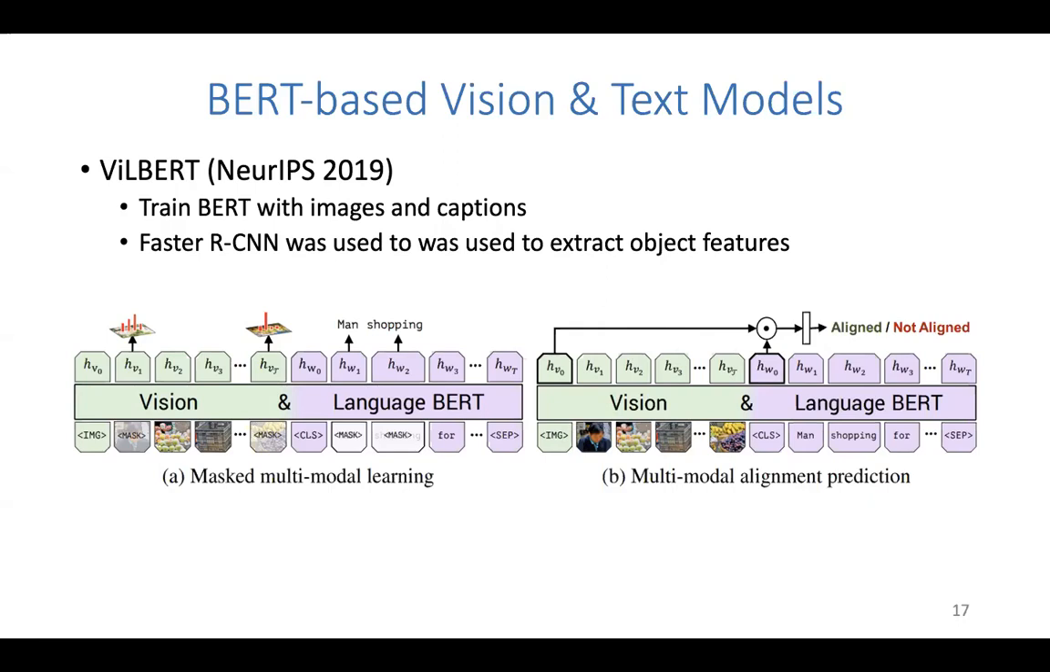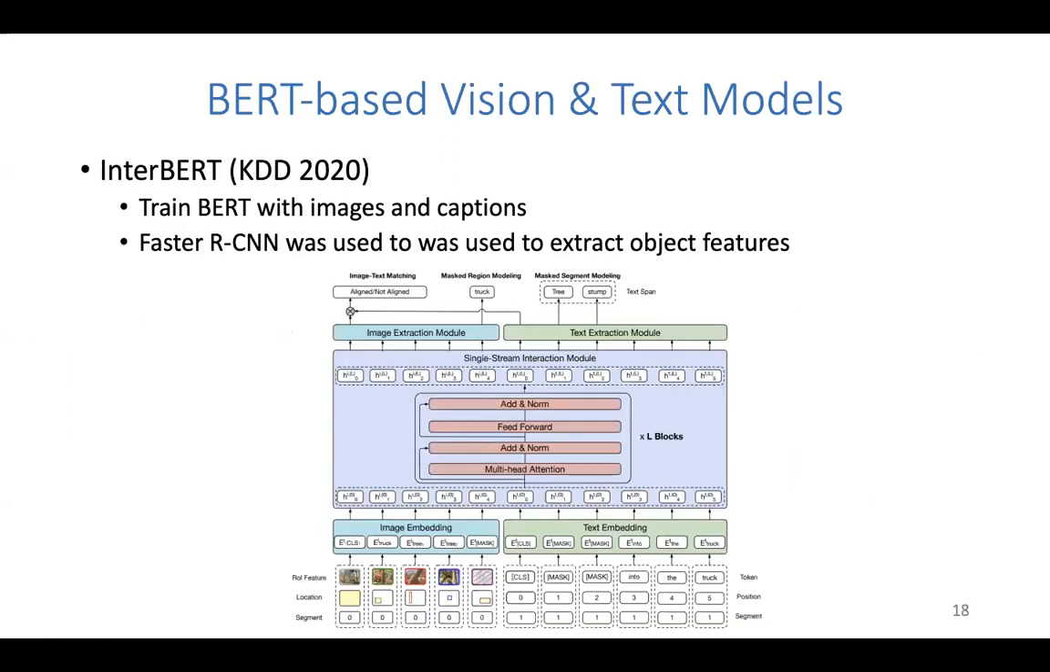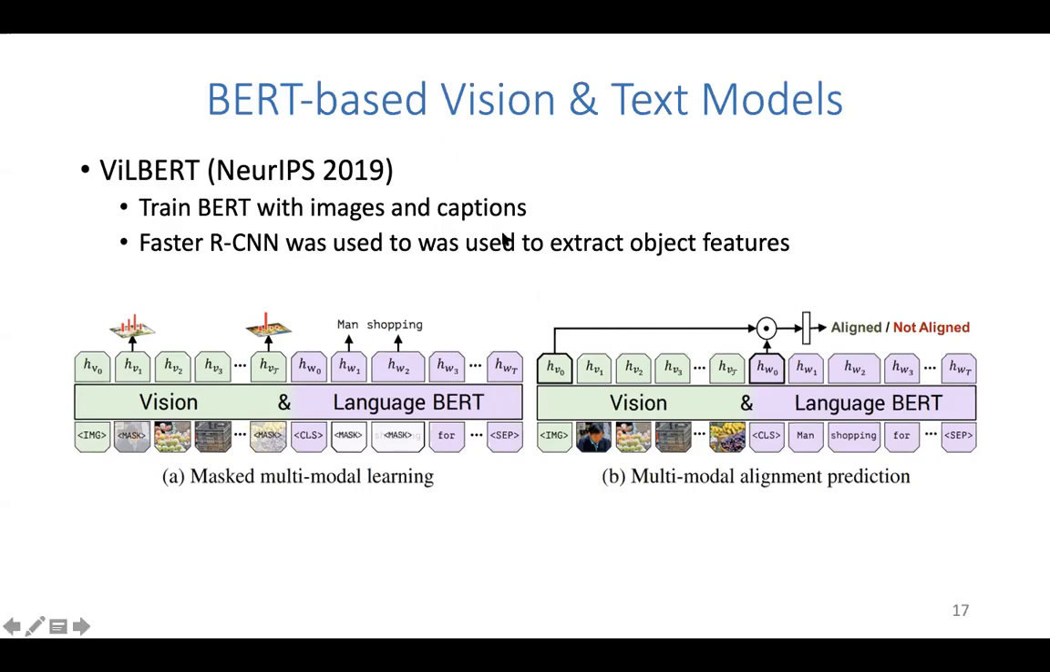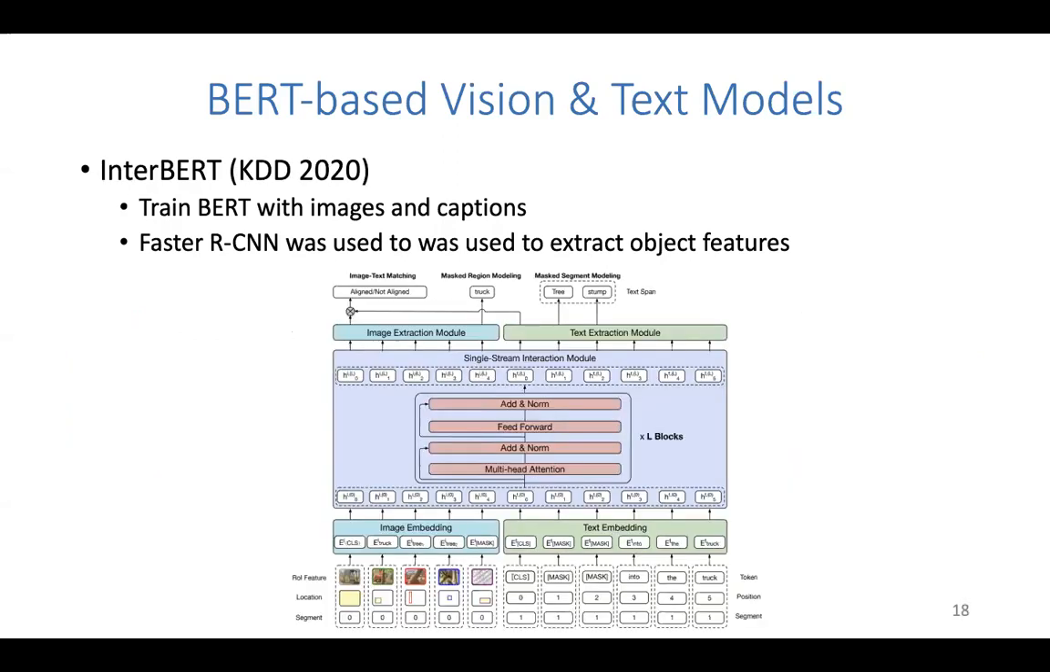So basically, that's it. You do two pre-training tasks. One is masked language modeling, and masked image classification, and then image text alignment. That's it. Basically they do visual question answering with this model, and obviously it performs better than previous state-of-the-art models.